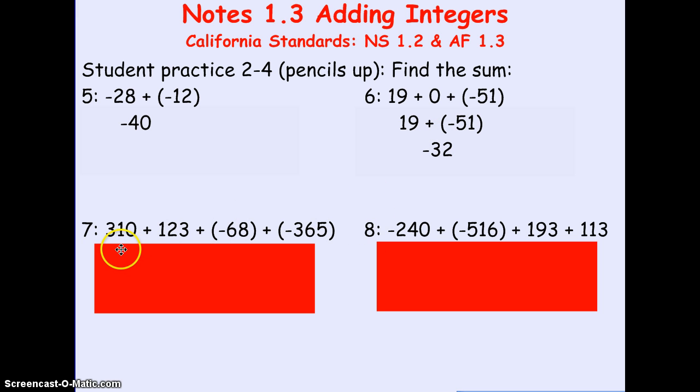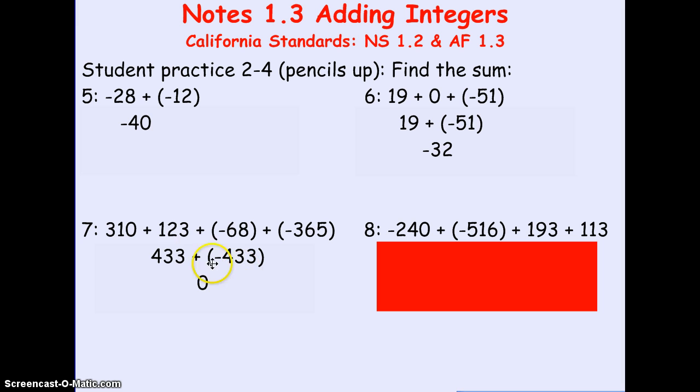Coming down to number 7, we have 2 positives and 2 negatives. So I would add those together first. And then you can secretly subtract them. And notice they're inverse of each other. So they're going to cancel out and become 0.